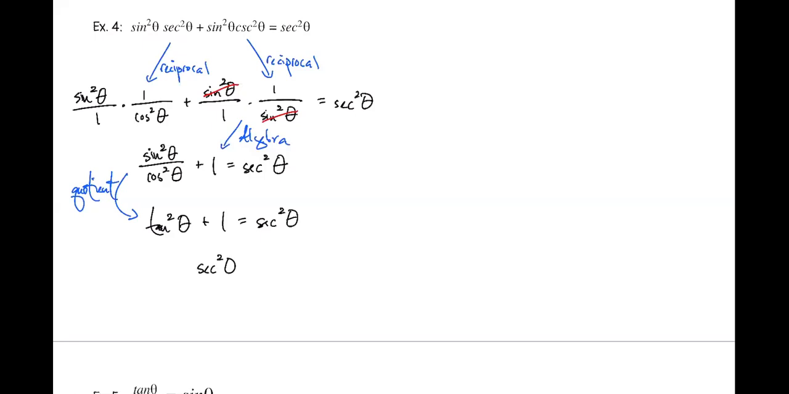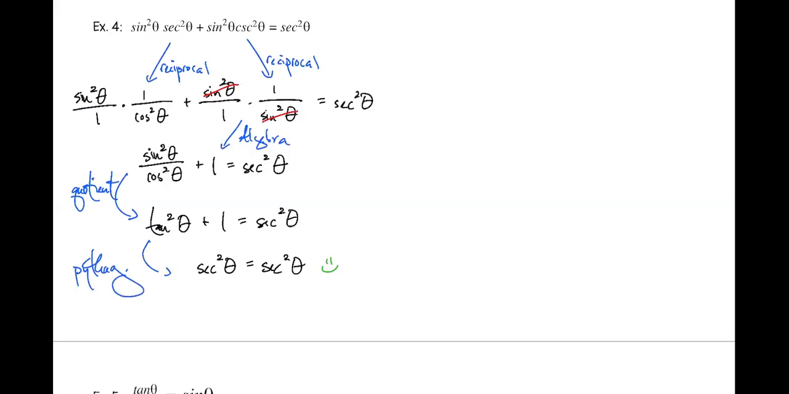You have to replace that left side so that it looks exactly like the right side. And then you can give yourself a smiley face because that was hard work. Okay, let's just put here that we used the Pythagorean identity.